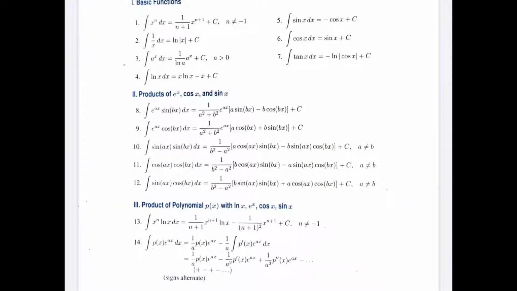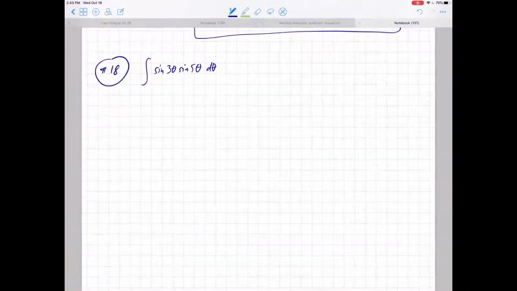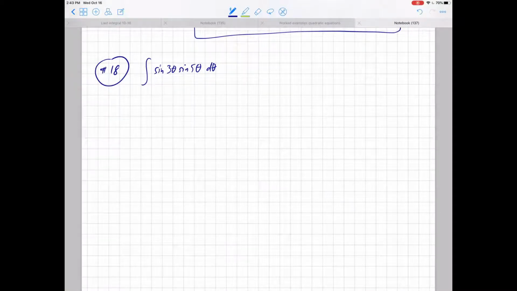And so we see that right here. Number 10 in the table is a product of sine and sine, where A and B, those frequencies, are different, and that's a key component of using this part of the table. You'll note at the end it says A cannot be equal to B, and so it gives us straight out the integral right from there. So what this should be, where A is 3 and B is 5, and again this is number 10 in the table.